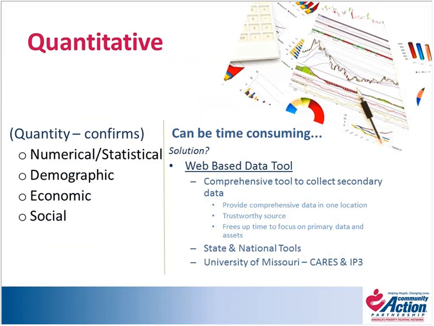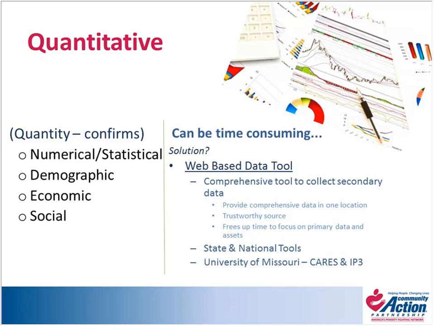So just a brief overview of quantitative and qualitative data, because this is important to consider as you're planning for your data collection. Basically looking at what types of quantitative data you want to collect, what types of qualitative data you want to collect. Because as you know, this is another piece of the organizational standards, is to make sure that you have both in your community needs assessment. So quantitative data really kind of confirms. It looks at the numerical or statistical information, looks at demographics, economics, and the social indicators. And this is something that can be very time consuming.